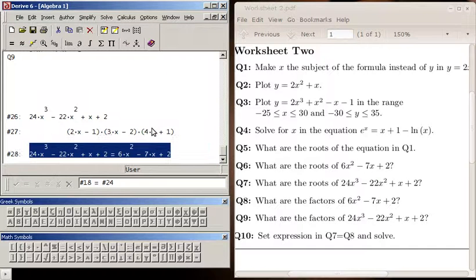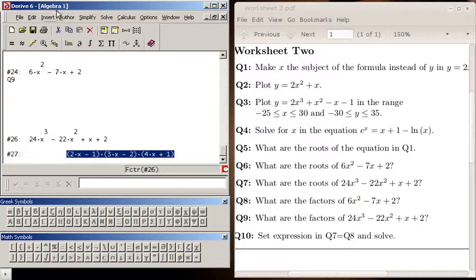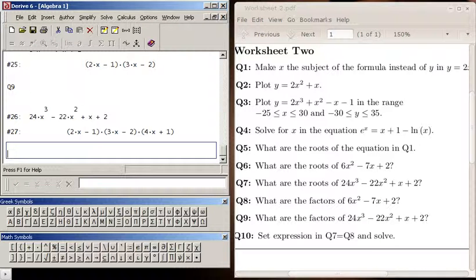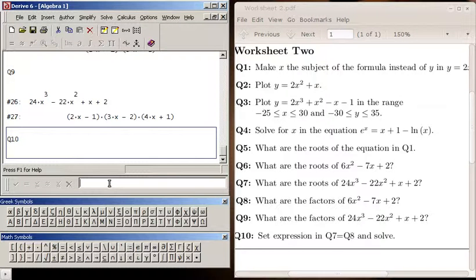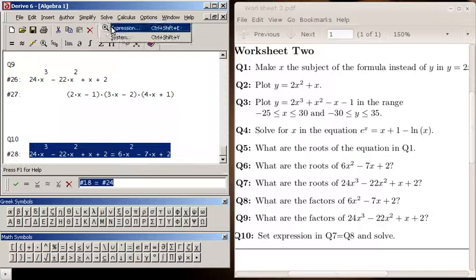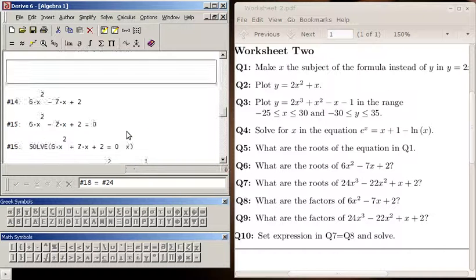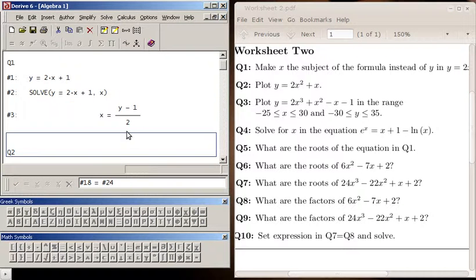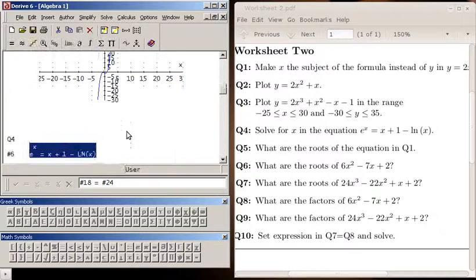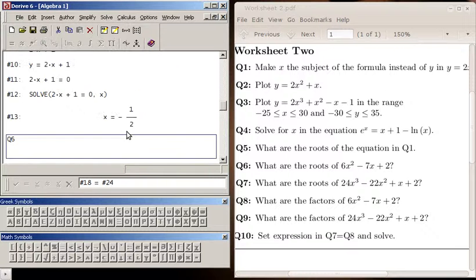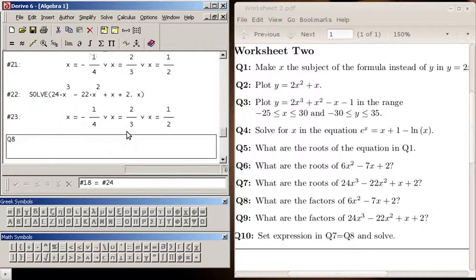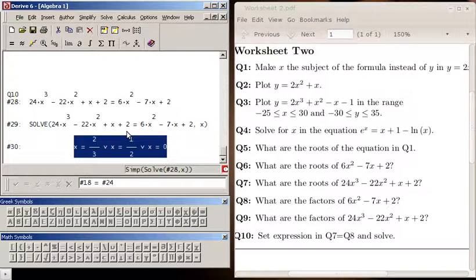Let me put in my text label too. Insert text label, question 10. Okay, and again, solve expression, solve. Okay. Question 1, question 2, 3, 4, 5, 6, 7, 8, 9, 10, all there.